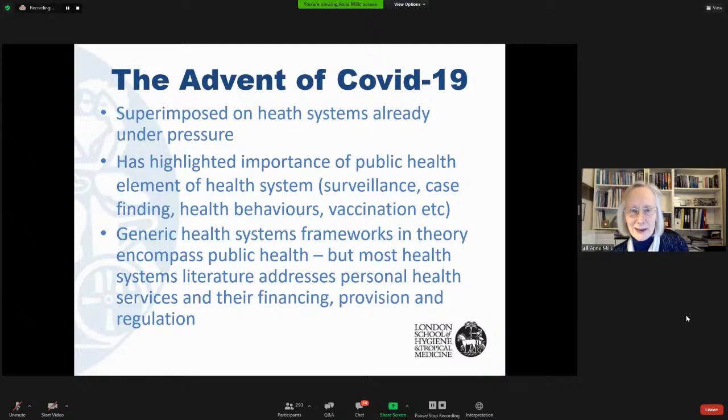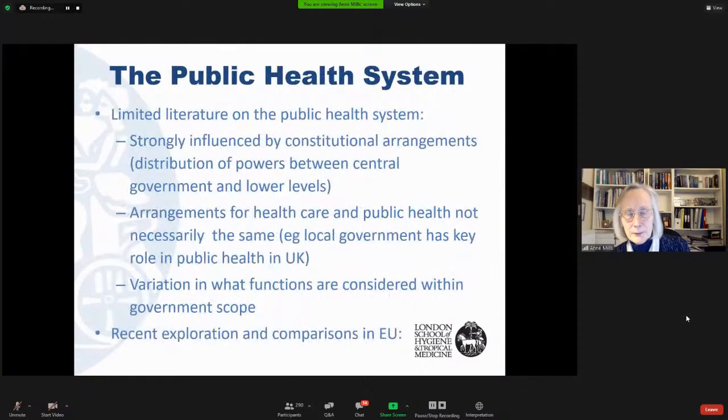that it's highlighted the importance of the public health element of the health system: surveillance, case finding, health behaviours, vaccination, and so on. The health systems frameworks I presented early on do encompass public health. They're very broad. But if you look at the health systems literature, it's very focused on personal health services, primary and hospital care, and their financing, provision, and regulation. And the literature on the public health system is really quite limited.